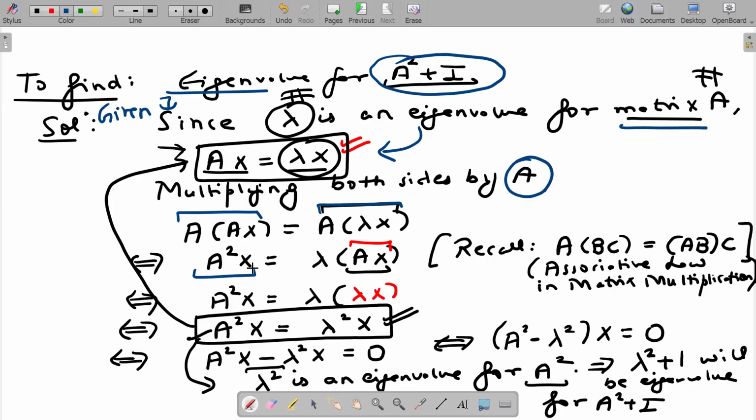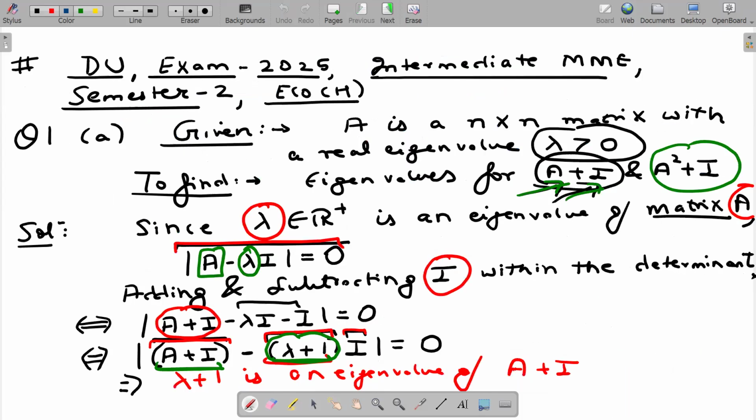This gives me A square X is equal to, I use the associative law, which makes it lambda times AX. I substitute the value of AX, which is lambda X. I get lambda square X. Now A square X equal to lambda square X means lambda square is an eigenvalue for A square. If lambda square is an eigenvalue for A square, what will be the eigenvalue for A square plus I? Lambda square plus 1.